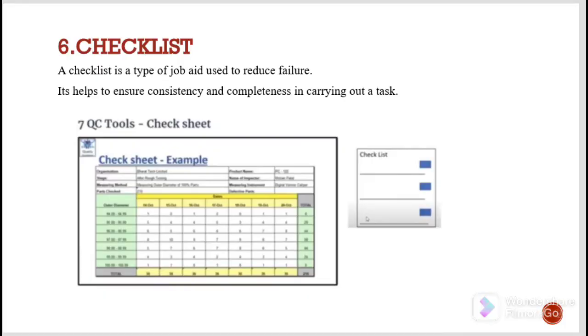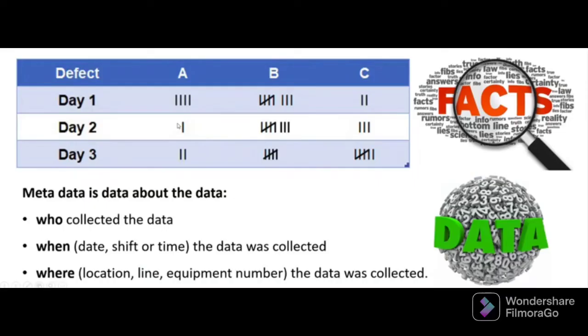Check sheet. The check sheet is a simple tool for collecting, organizing, and analyzing data. Here I am showing an example where something is wrong in this check sheet. So, for making high quality data, you need to know the metadata first. Metadata is who collected the data, when the data was collected, and where the data was collected. Don't forget to include these things: who, when, where. These are the key elements for making high quality decisions.